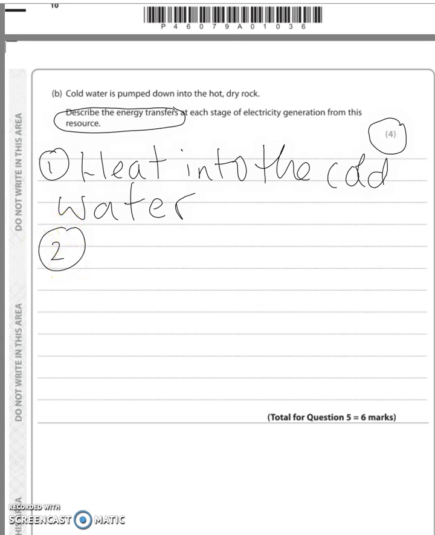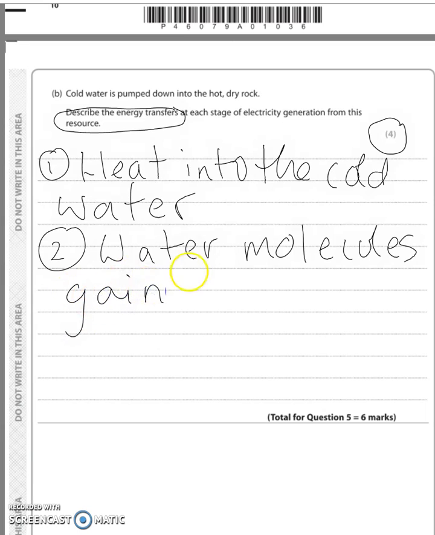The second possible mark you could have is that as the heat goes into the water, the water molecules or water particles gain kinetic energy. So that's going into a bit of detail about particle theory. When any kind of particle gains heat energy, it gains it as kinetic energy because they move around more quickly.